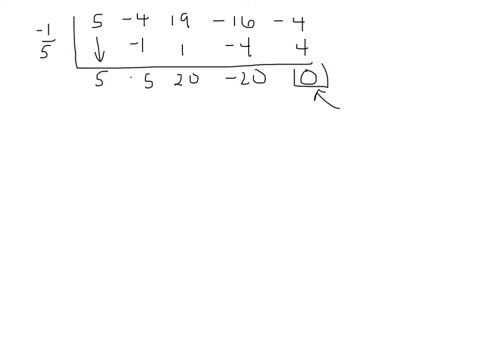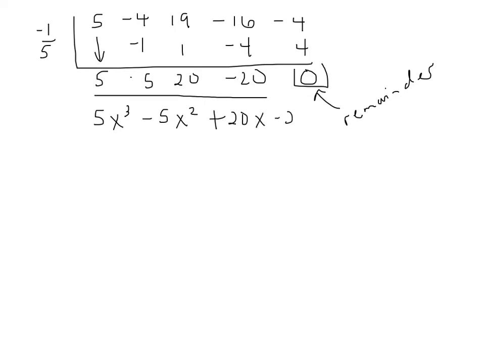This right here is my remainder. And because I already knew this was a zero based on my graph, if I don't get a 0 here for my remainder, then that means I did something wrong. So the bottom row right here is my reduced polynomial, and it is 5x to the third minus 5x to the second plus 20x minus 20. So now we're going to use this reduced polynomial to do synthetic division again. And this time I'm going to use my second zero.